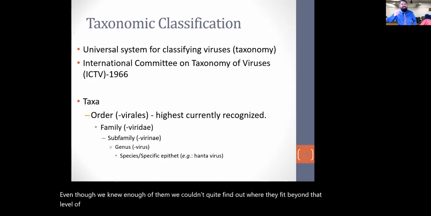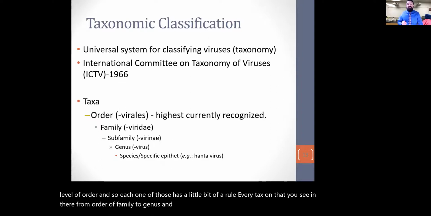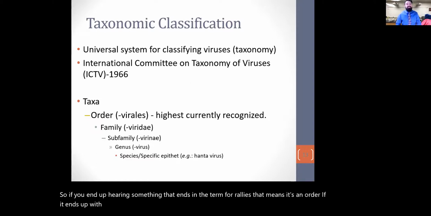And so each one of those has a little bit of a rule. Every taxon that you see in there, from order to family to genus and species, and some of them include a subfamily, ends with the same name pattern. So if you hear something that ends in the term Virales, that means it's an order. If it ends with Viridae, it's a family. If it ends with Virinae, it's a subfamily, and so on and so forth.